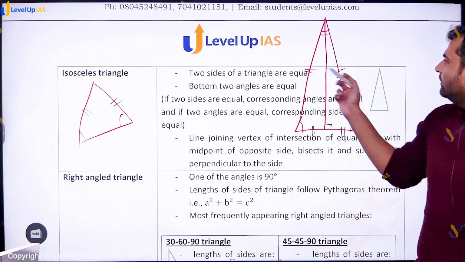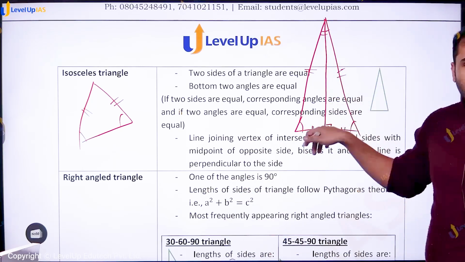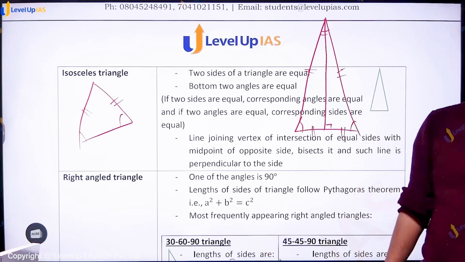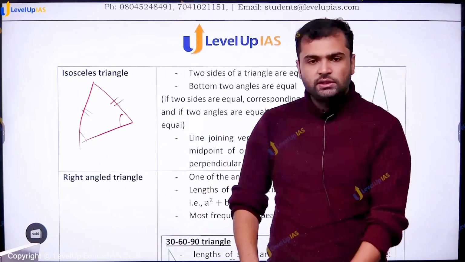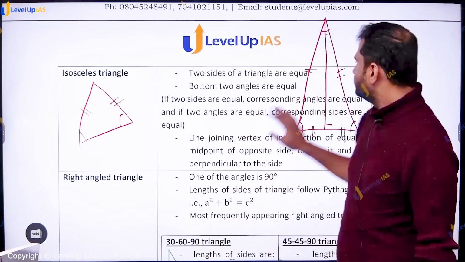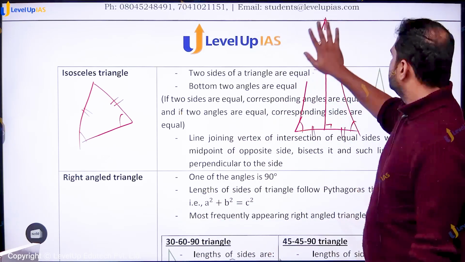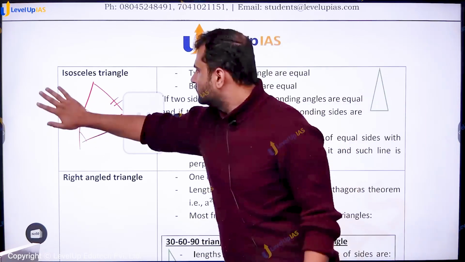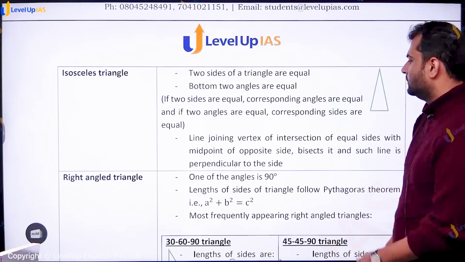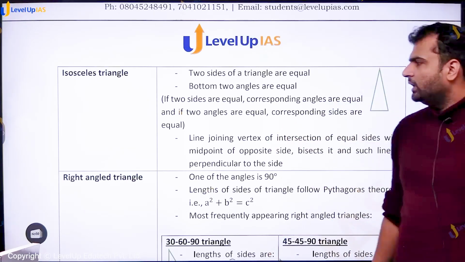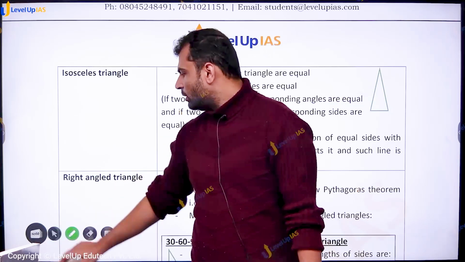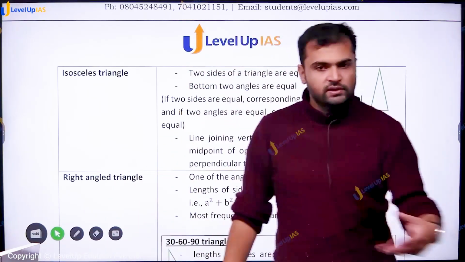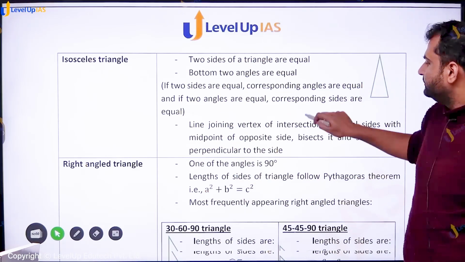So if we have equal sides, then corresponding angles would be equal, and if you have equal angles, then corresponding sides would be equal. The third property, I already told you that if you drop a perpendicular, it will bisect the third side. That is the third property.